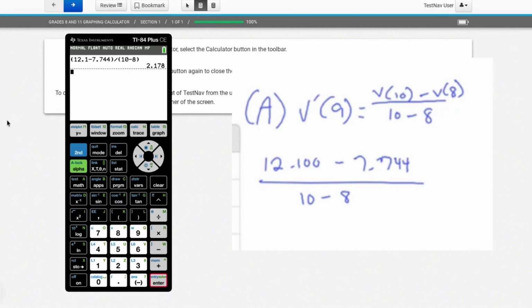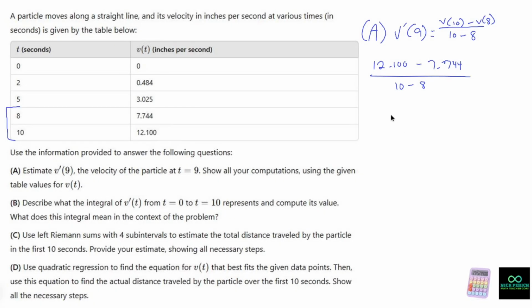So let's go back, write that out, and explain what that means in this context. Okay, so we ended up getting 2.178. Now, if we're given a particle moving at inches per second over time, the derivative of that is going to be inches per second squared. So the answer for A is going to be inches per second squared. That's because it's the acceleration. When you take the derivative of the velocity, you get acceleration. That's why we get the per second squared attachment.